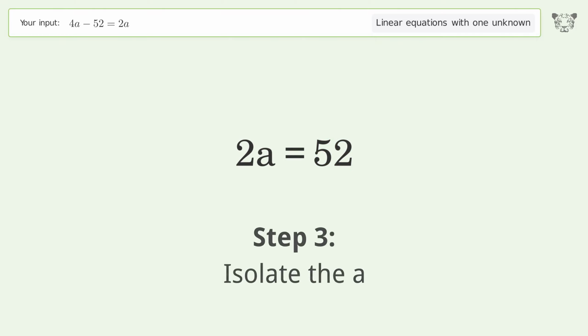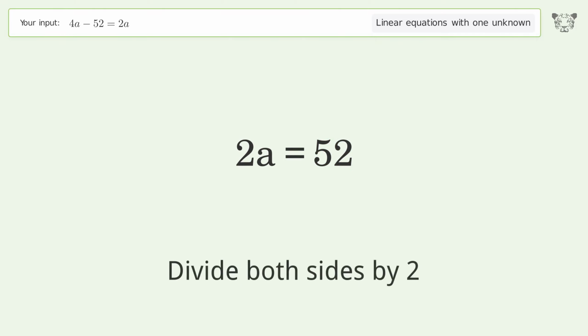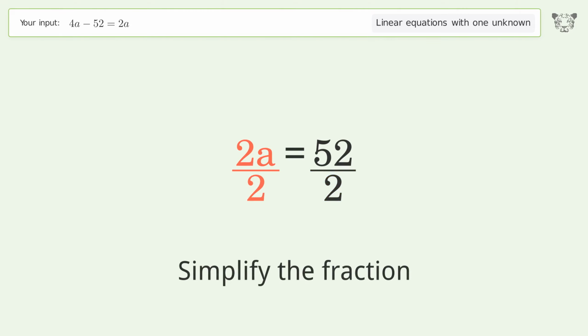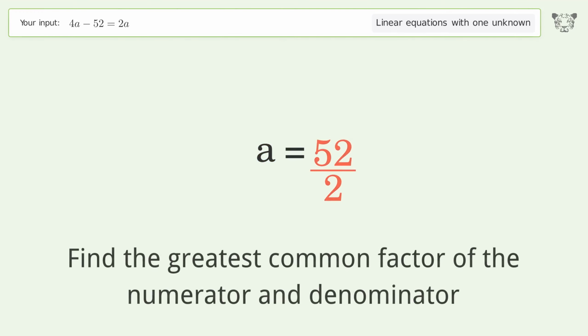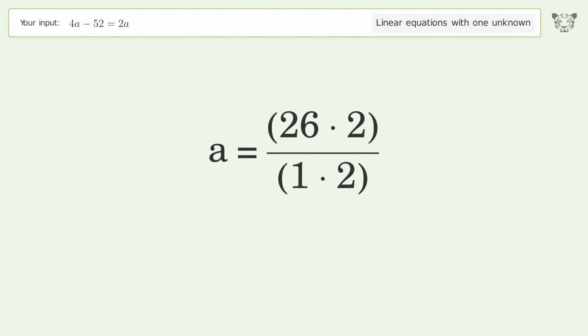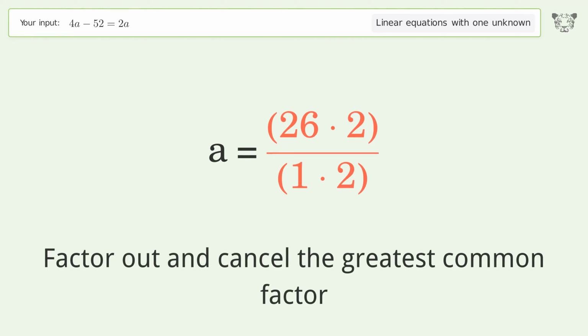Isolate the a. Divide both sides by 2. Simplify the fraction. Find the greatest common factor of the numerator and denominator. Factor out and cancel the greatest common factor.